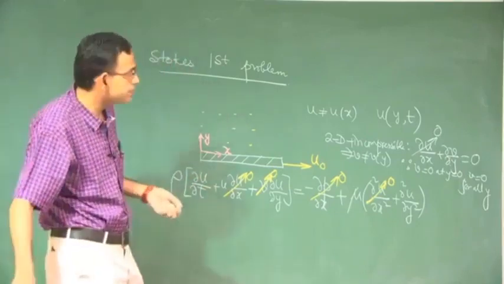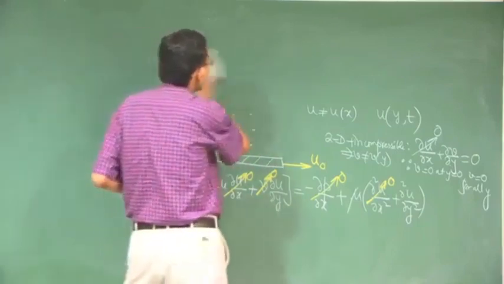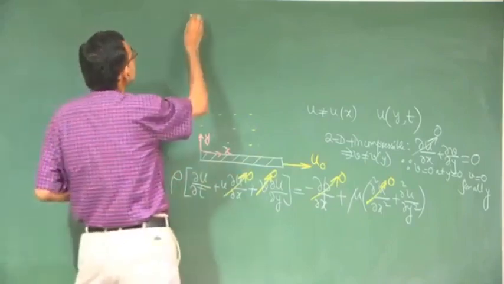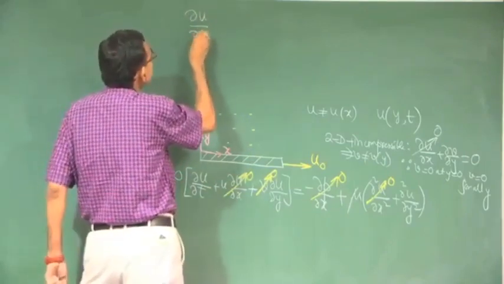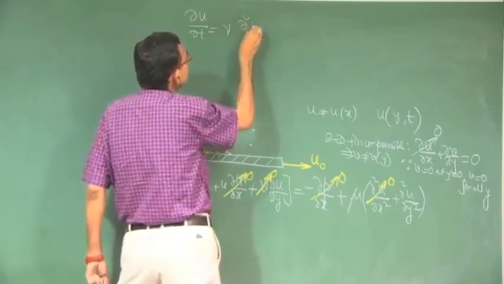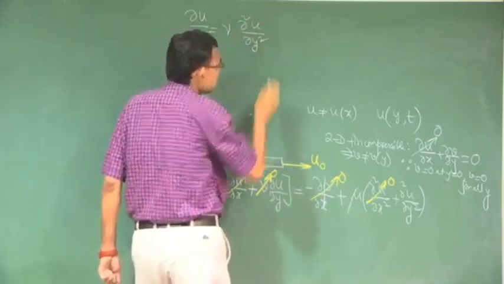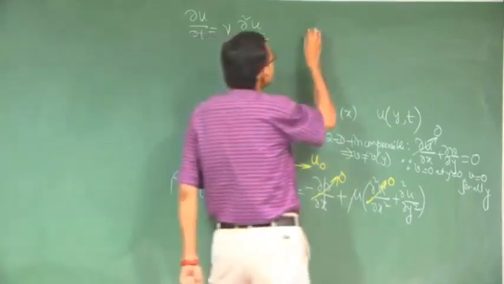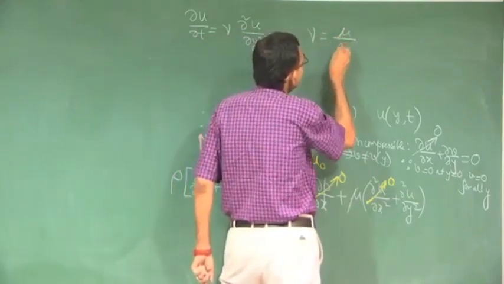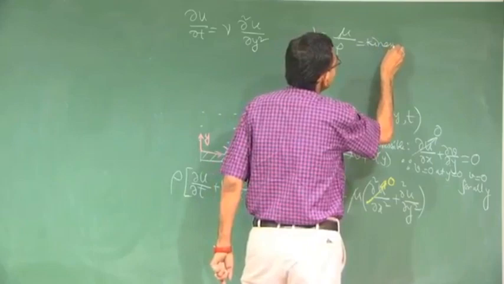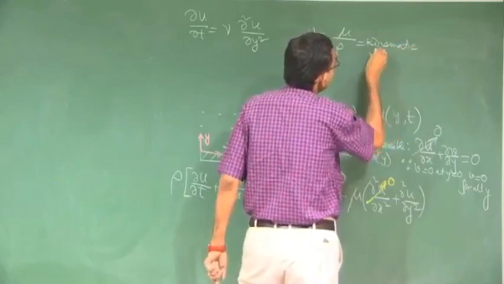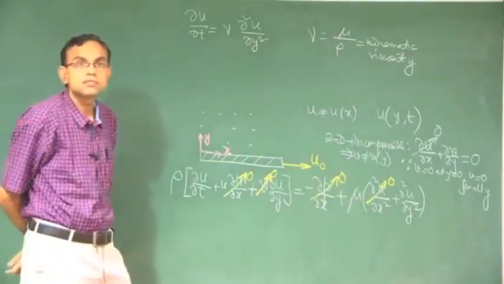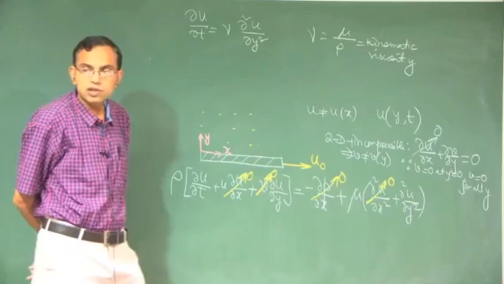Let me write it at the top. What is this nu? This is called the kinematic viscosity. Why is this kinematic viscosity important?